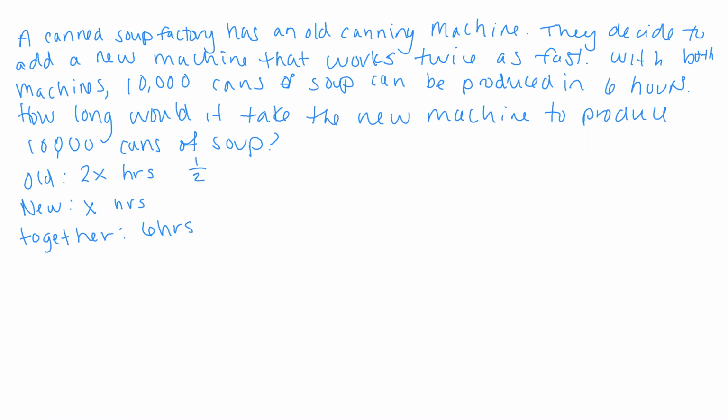Well, 1 over 2x parts of the job would be complete in 1 hour for the old machine. 1 over x parts of the job would be complete for the new machine. And 1 over 6 parts of the job would be complete if the two machines work together. Let me fix that. That looks ugly. So we're going to get 1 over 2x plus 1 over x equals 1 over 6.